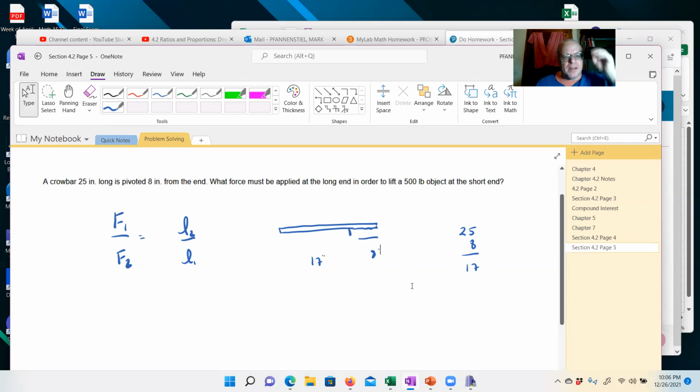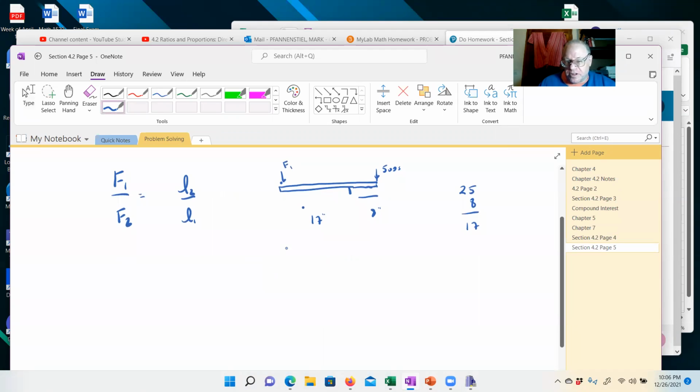Okay. So we have: what force must be applied to the long end, that's over here, to lift a 500-pound object on the short end. So this guy here, this is 500 pounds. Okay. So we have a length, but we don't have a force. So what we're going to do is we're just going to type these things in. We have a force 1, which we don't know. We have a 500-pound force on the other side, weights or forces.